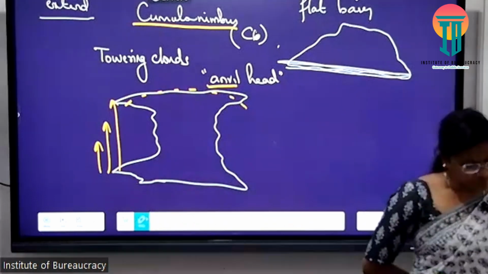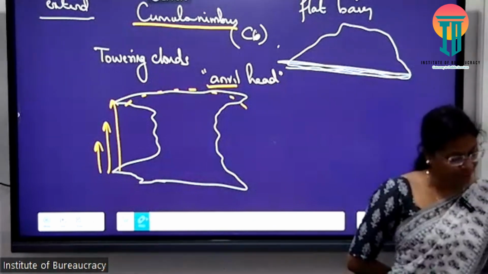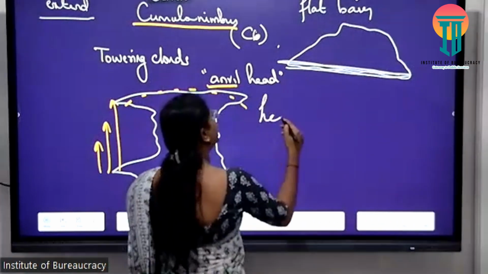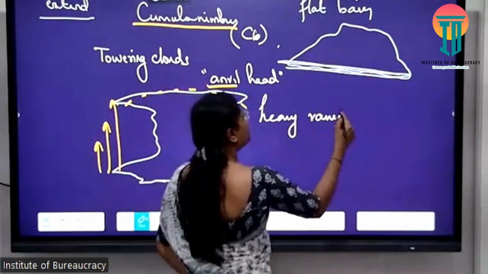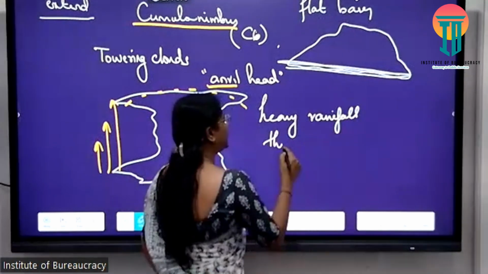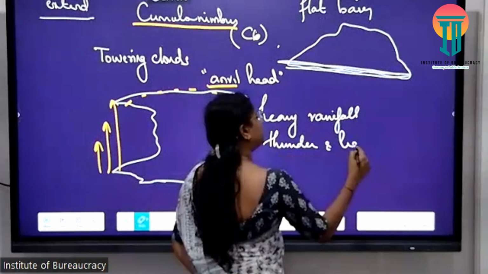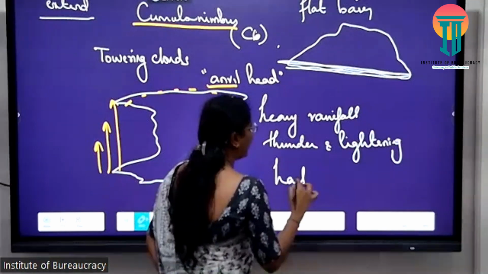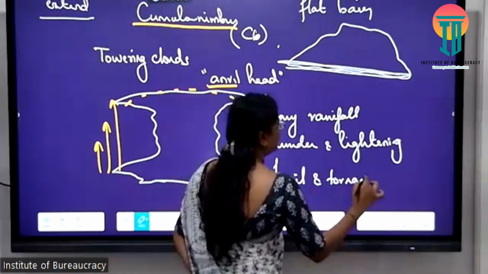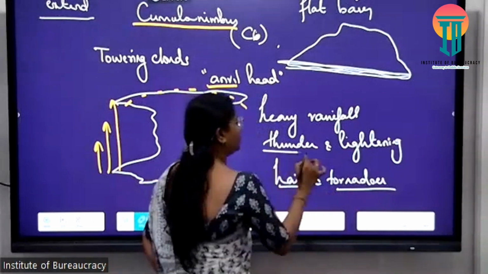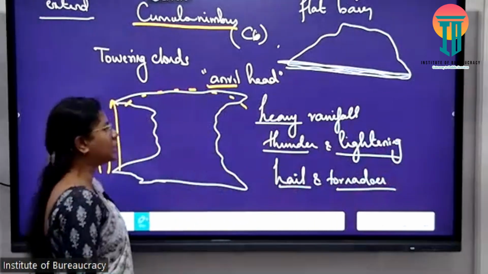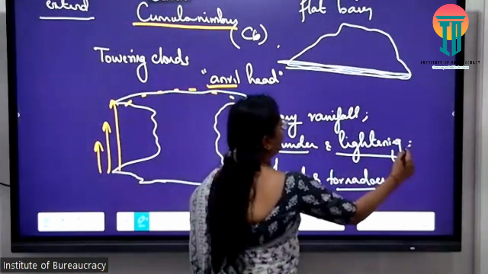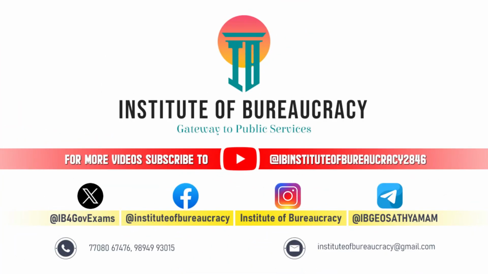Next, for the same clouds, they are associated with heavy rainfall, thunder and lightning, hail and tornadoes.